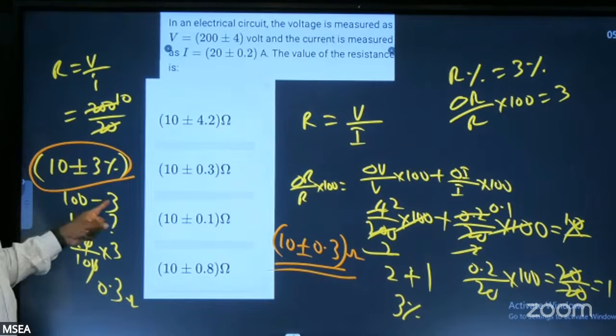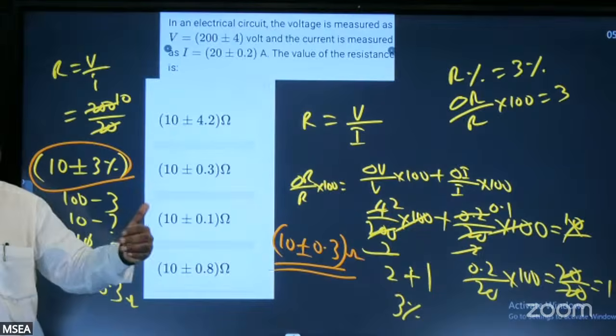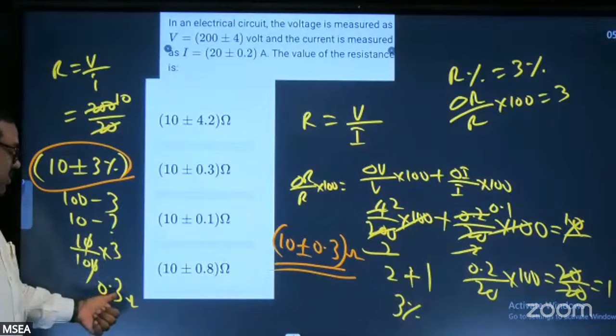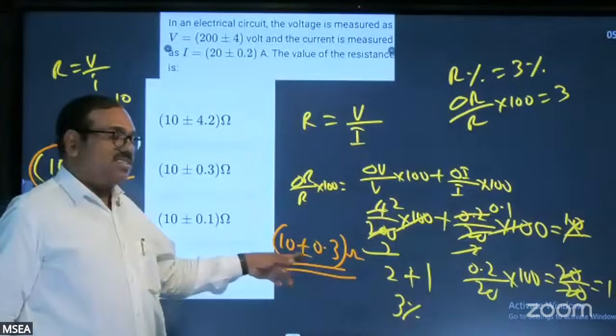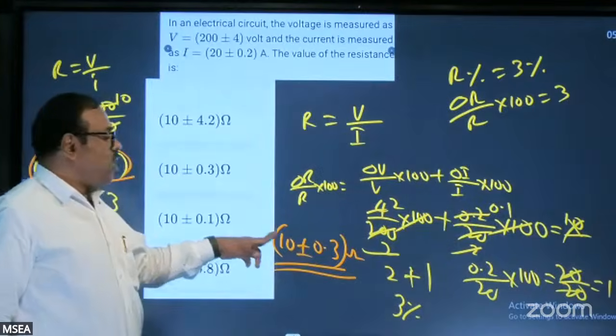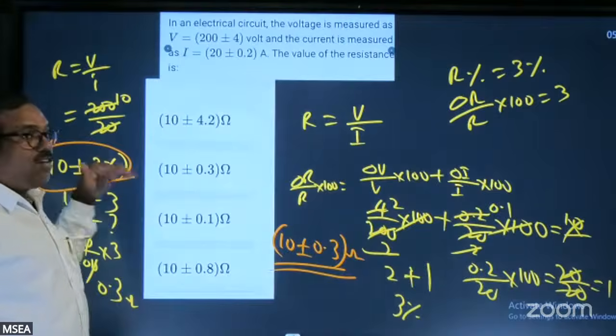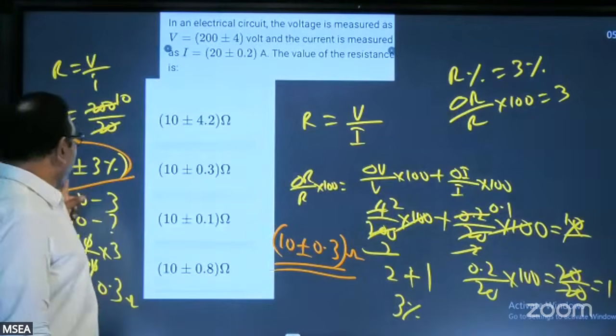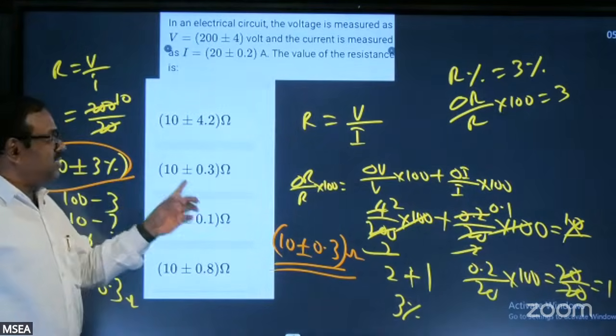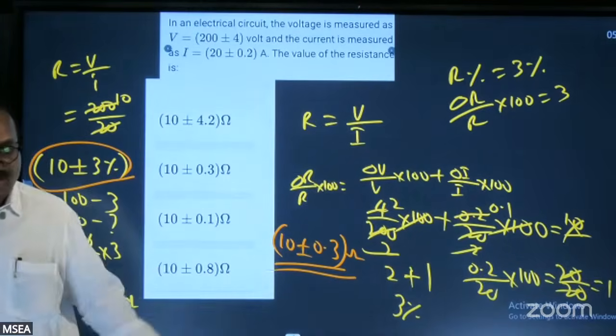But for 100 it is 3, because 3% means for 100 it is 3. For 10 how much is it? That is 0.3. This is in terms of the absolute error. Either we can write 10 plus or minus 0.3, or if you want to write it in percentage, I can take it as 10 plus or minus 3% also. Okay?